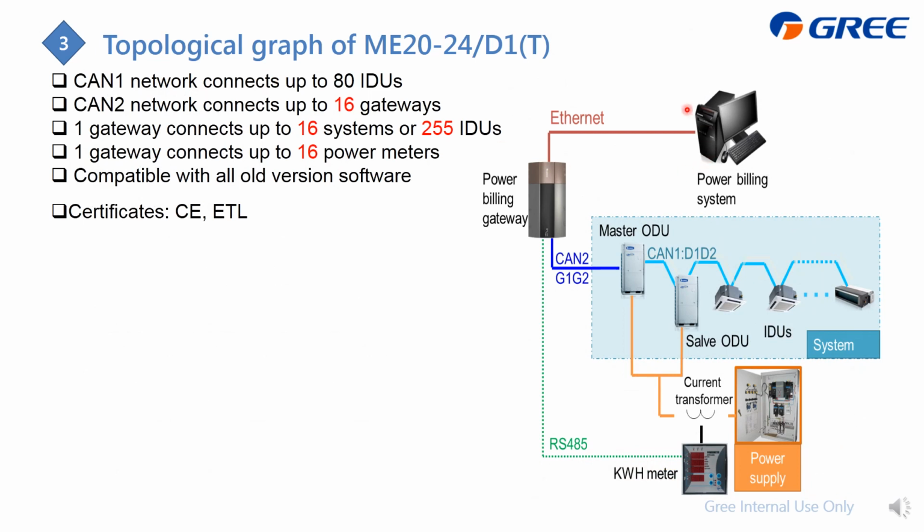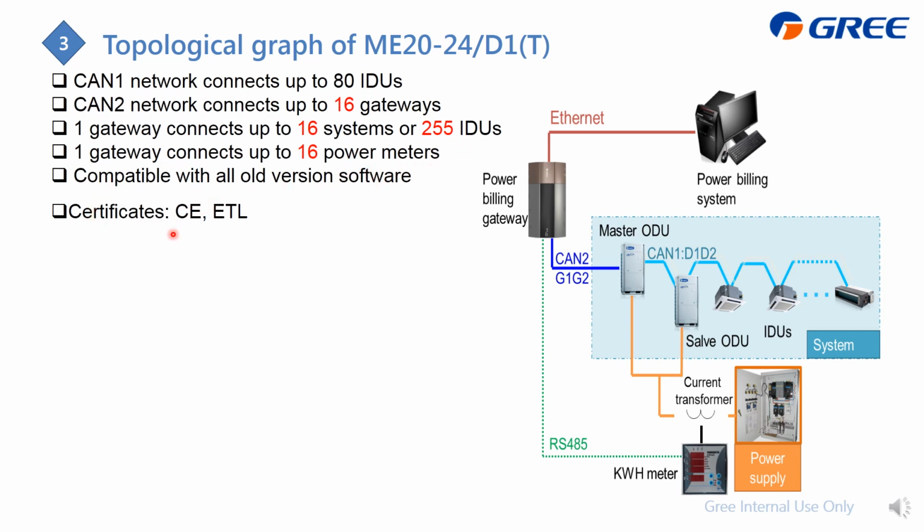And here is the detailed wiring for this gateway. The model is this ME20, and the CAN1 system, which is D1, D2, can support up to 80 in-dot units. It is for a single system. CAN2, which is G1, G2, can support up to 16 gateways. One gateway can connect 16 systems or 255 in-dot units, and one gateway can also support 16 power meters.